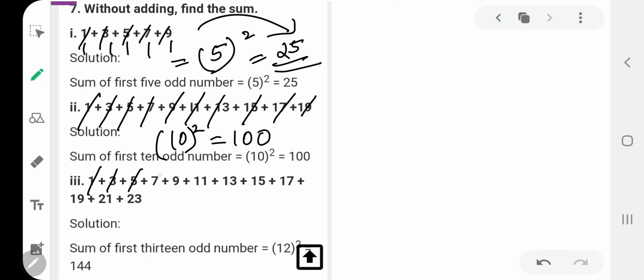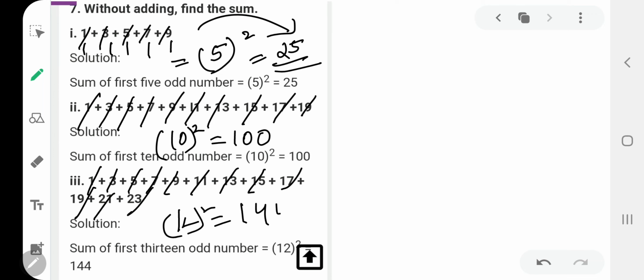Next is 1 2 3 4 5 6 7 8 9 10 11 12. So the square of 12 is 144. So you will notice when you are adding this list of numbers, you will get 144. So without adding them, you have to find the sum. You can count the number of numbers given, and make the square of it. Is that clear? Shall we pack up here? God bless.